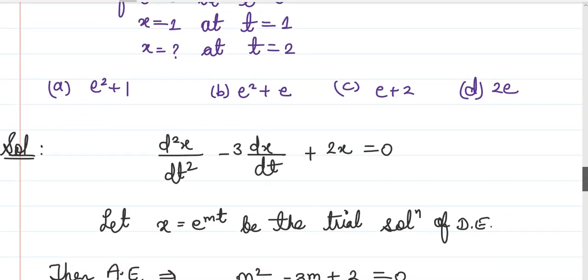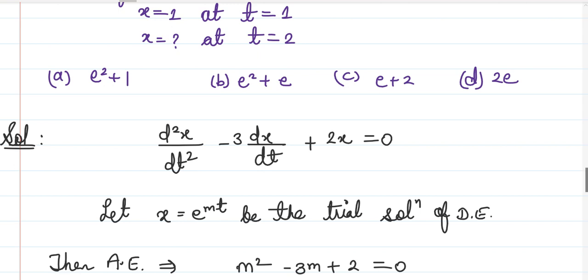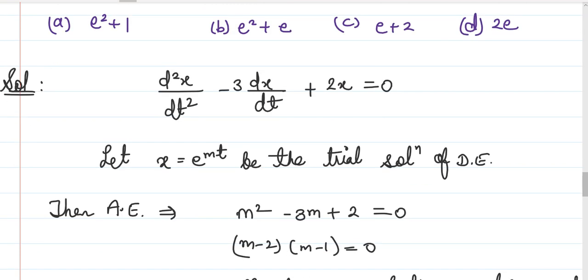Okay, so d2x upon dt square minus 3 dx by dt plus 2x equals 0. What is the auxiliary equation? First, we have to assume x equals e to the power mt to be the trial solution of this differential equation. And guys, if you write x as e to the power mt, you can find dx by dt from here as well as d2x upon dt square from here. So you will get the same, look here, everything else cancels out and you are going to get the auxiliary equation as m square minus 3m plus 2 equals 0.